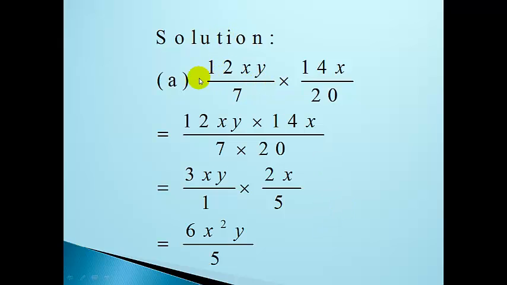Solution: A, 12xy divided by 7 times 14x divided by 20. So we multiply the numerators. That is 12xy times 14x. So we have 12xy times 14x divided by 7 times 20.